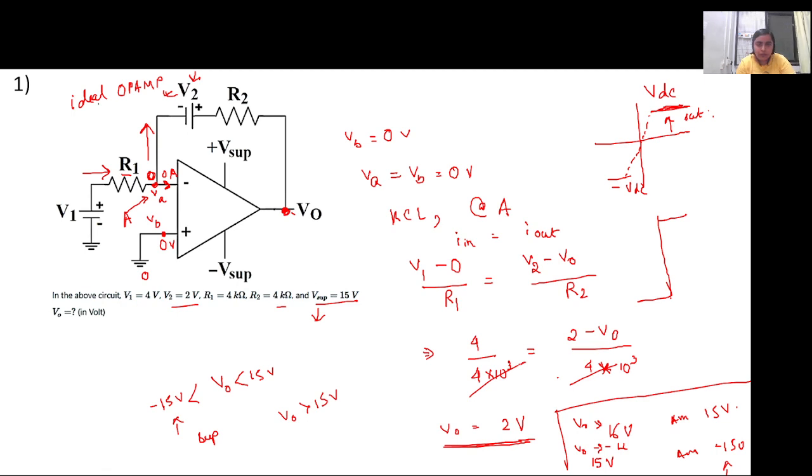Any questions? Yes? V0 is equal to minus 2 volt, na? Is it minus 2 volt? Did I write something wrong? Okay, this is minus V0, right? So V0 will be equal to 2 minus 4, which is equal to minus 2 volt.